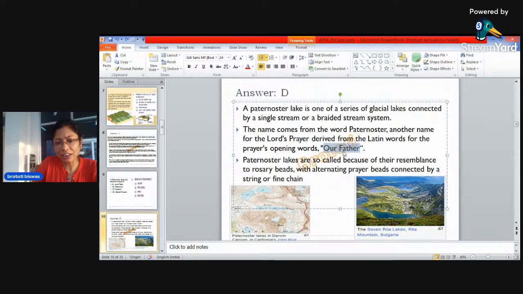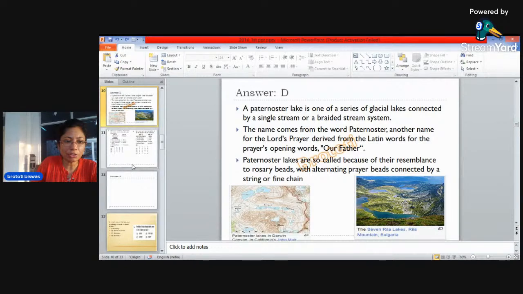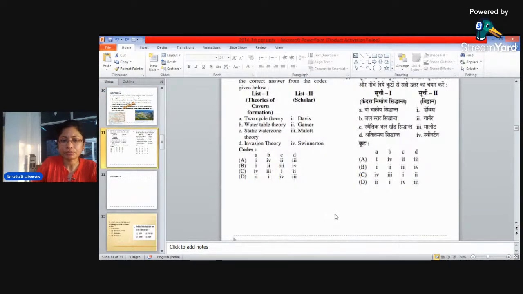Father, the word father means pater in Latin. So from that it's paternoster. And why such a name? Because if you see over here, this resembles rosary beads, which are used for prayers. So just find out what rosary beads are. So these are like rosary beads. So that is how the names are coming.